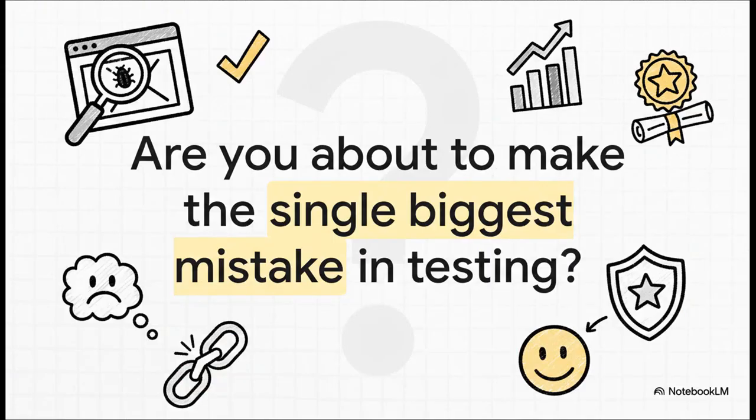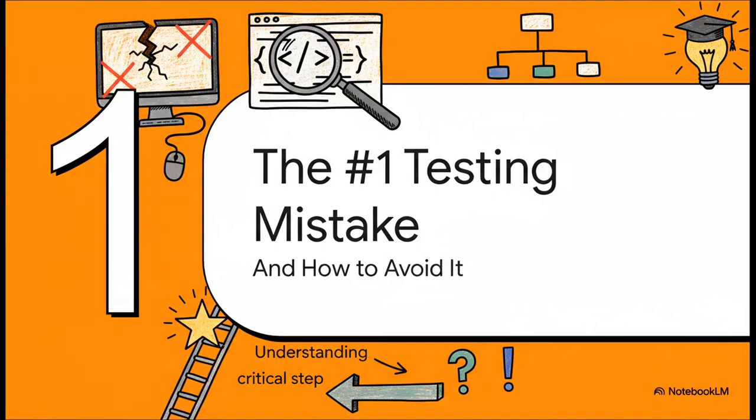So let me just ask you this straight up. Are you, right now, about to make the single biggest mistake in your functionality testing? I'm not kidding. What we're about to cover could honestly be the difference between just scraping by and getting a top grade. First up, let's just rip the Band-Aid off and tackle that number one mistake head on. Getting this right is, without a doubt, the most critical first step to locking in those top marks.